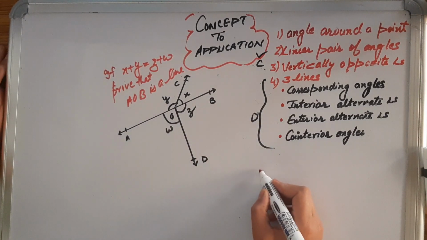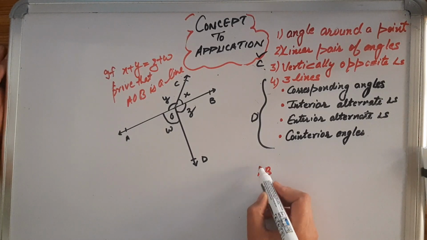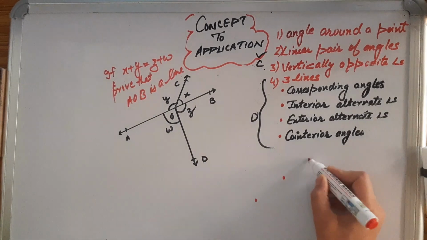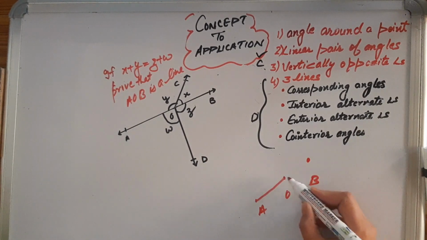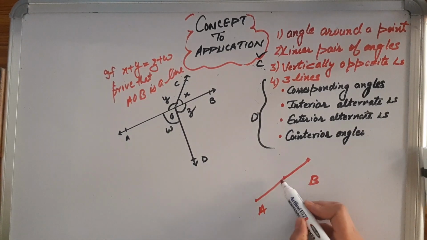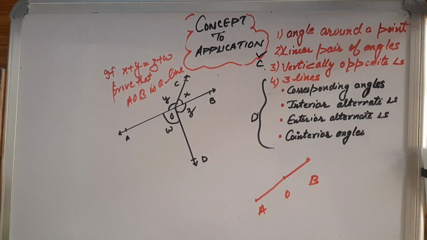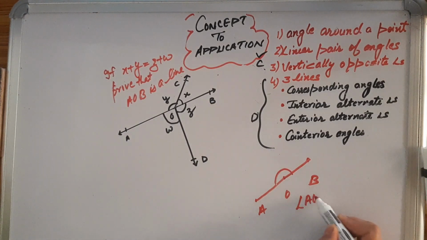If nobody asks you to prove that AB is a straight line, AB is a line because a line joining two points is always a line. But they said prove that AOB is a straight line. That means there are three points, A, O, B. You have to prove that when A is joined to O and O is joined to B, it is actually a straight line. In words, AOB is a straight line, and mathematically we have to prove that angle AOB is 180 degrees.